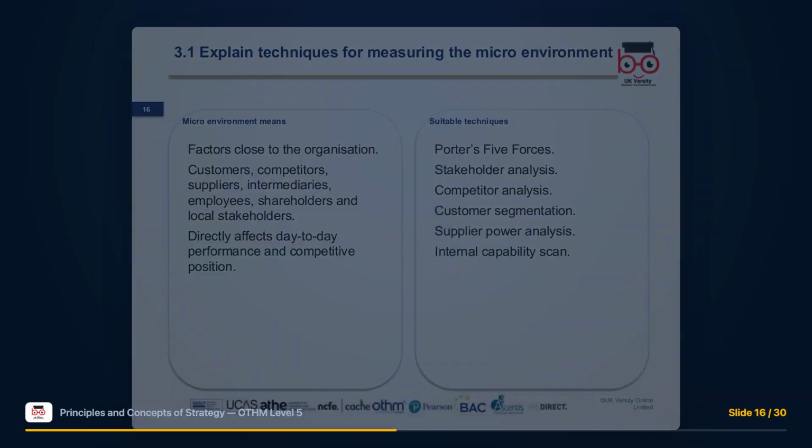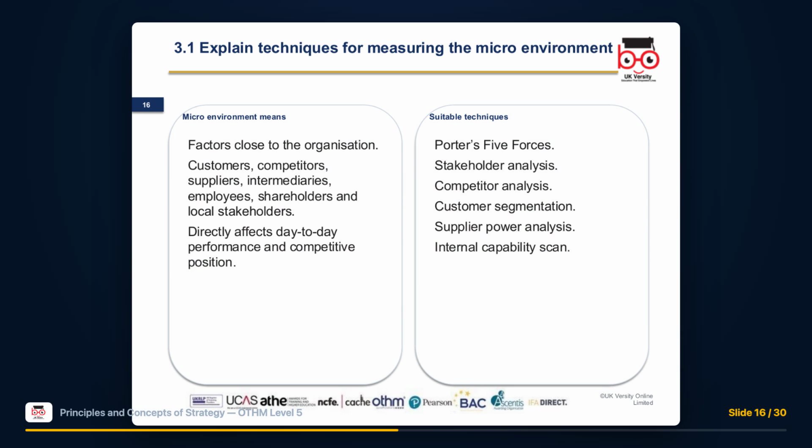For Criterion 3.1, explain techniques for measuring the microenvironment, the factors close to the organization, such as customers, competitors, suppliers, employees, and local stakeholders, which directly affect day-to-day performance.